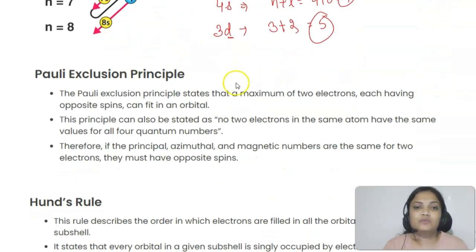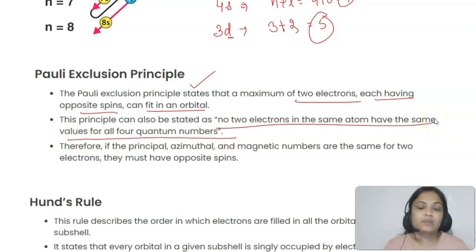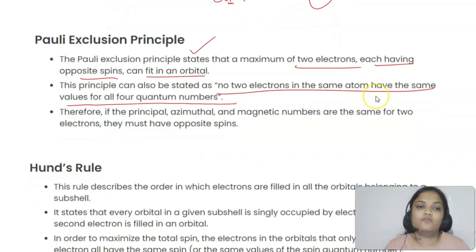So we have studied, students, that Pauli's exclusion principle states that a maximum of 2 electrons, each having opposite spin, can fit in an orbital. Now this is also important. It says no 2 electrons in the same atom can have the same values of all 4 quantum numbers. Okay, means inside an atom, no 2 electrons can have the same values of all 4 quantum numbers.